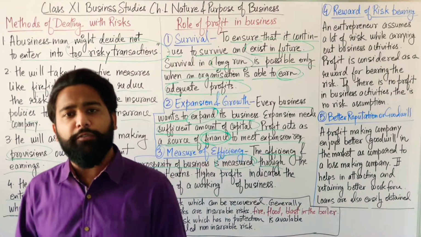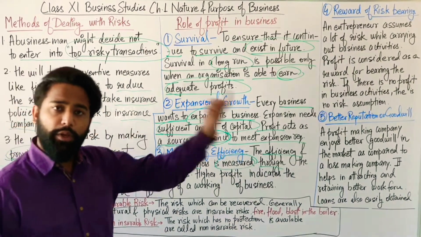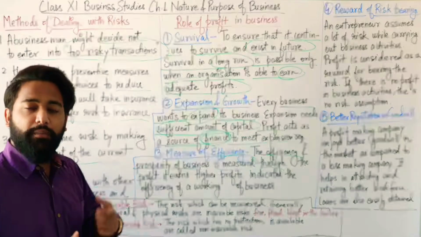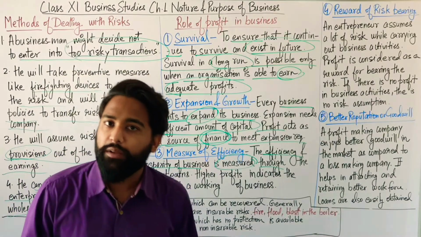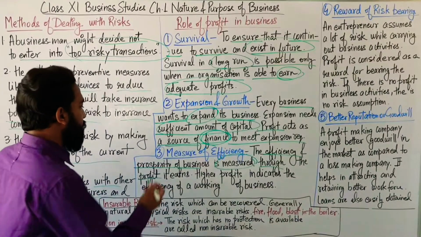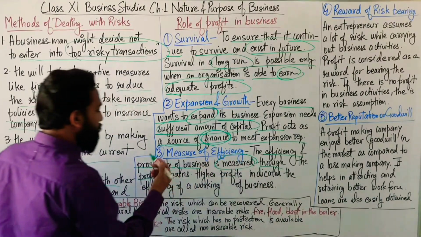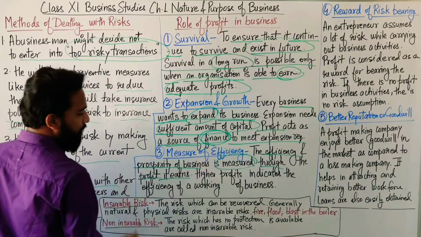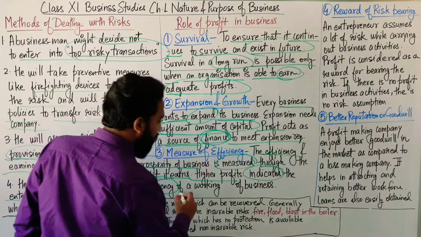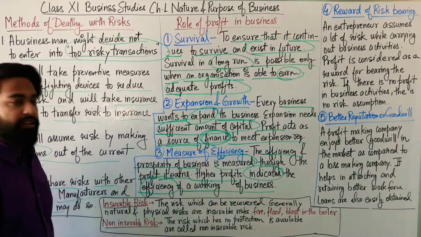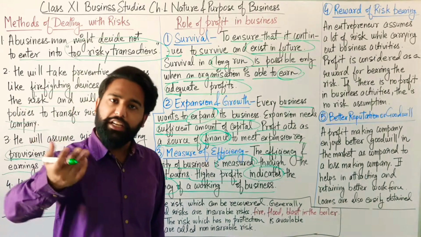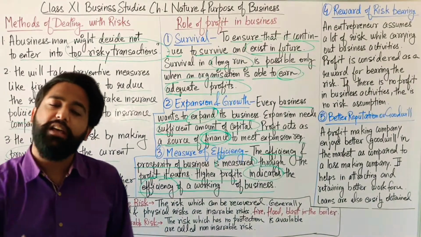If I am earning good profit, then I am prospering, I am growing, I am developing. But if I am not earning adequate profits, then I am not growing. So prosperity of a business is measured through the profit it earns. Higher profits indicate the efficiency of the working of a business. If a business is making higher profits, it means it is more efficient than others.